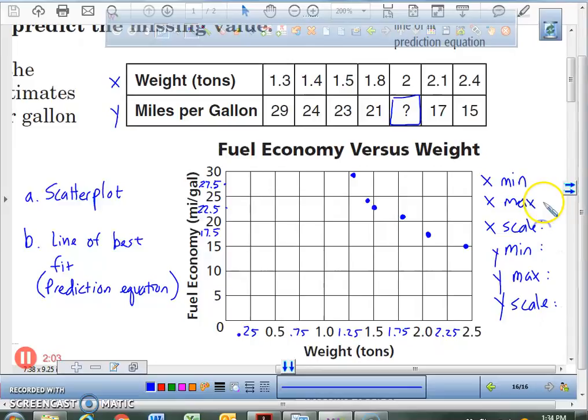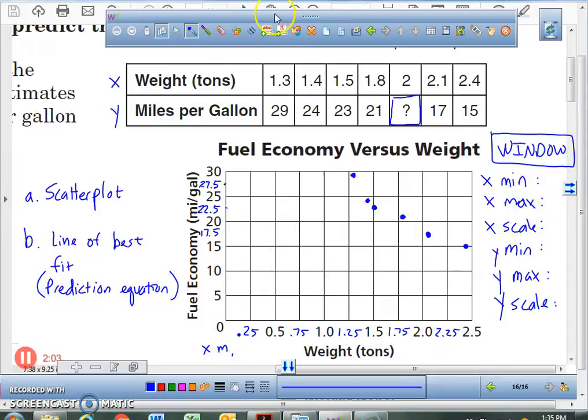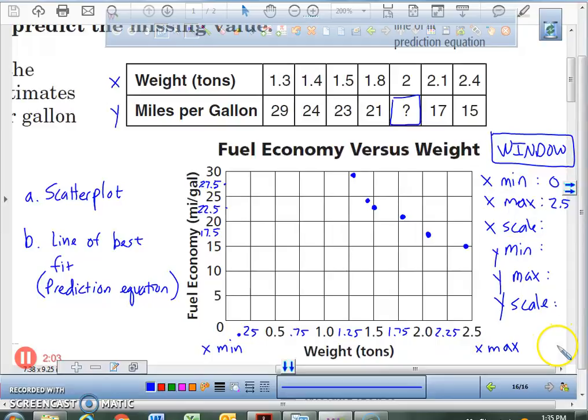What we're gonna do right now is show you how to change your window settings. So right above this, put in capital letters, window, because that's what you're eventually gonna hit. You're gonna hit the window button in the calculator. So right here, I want you to label this your X minimum. We're going to call our X minimum 0. Right here, I want you to label this your X maximum. Call it 2.5.